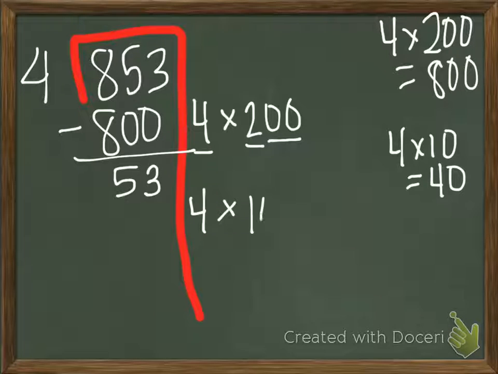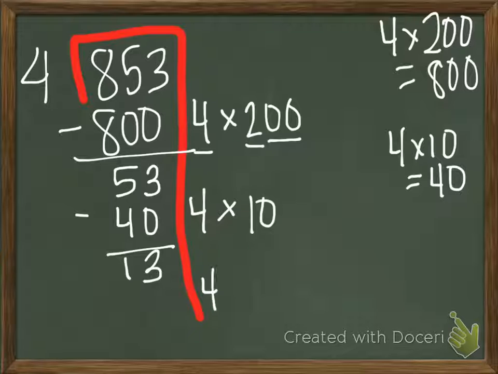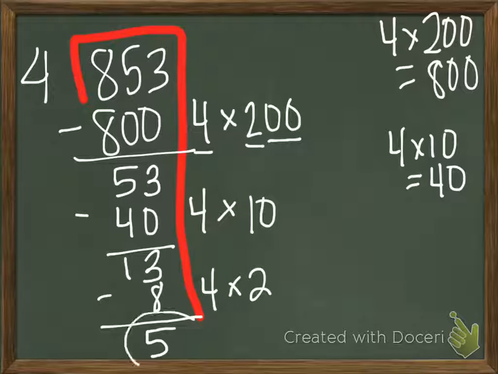So 4 groups of 10 gives me 40. I'm going to subtract and get my 13. So now I can do 4 groups of 2 to get 8. And now I have 5. And what I have told the kids is that if this number on the bottom is bigger than your divisor, you have to keep going. So my very last thing would be to do 4 times 1, which gives me 4.